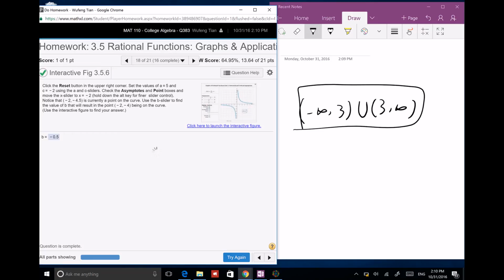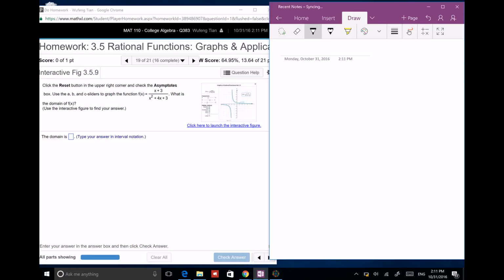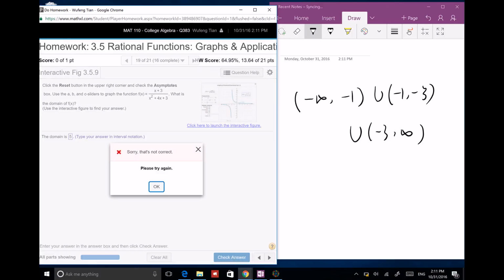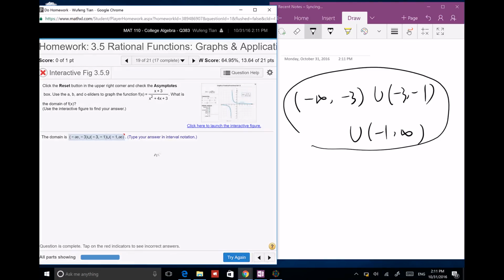I have to ask the course instructor to change all of these problems, and make sure they don't have this anymore in the next semester. The domain for this one is -infinity to -3, union -3 to -1, union -1 to infinity. Okay, I think this part is right, but I'm not going to type in that whole thing. You can check if my answer is right. Okay, so this is -3 to -1, my bad. -3 to -1, -1 to infinity. Okay, you can type that in.